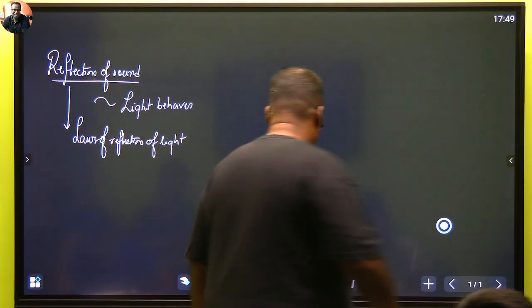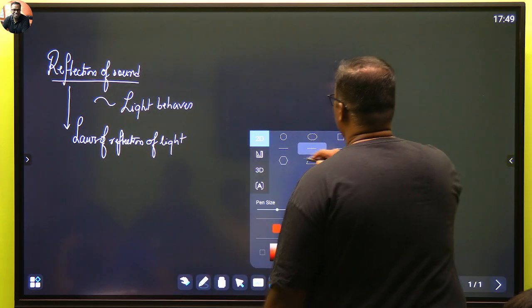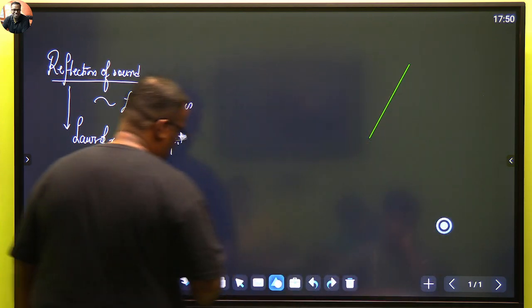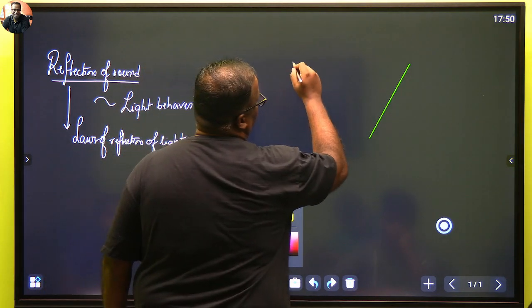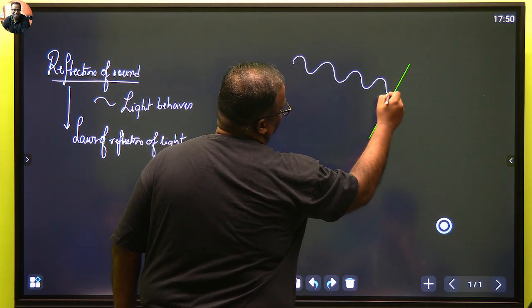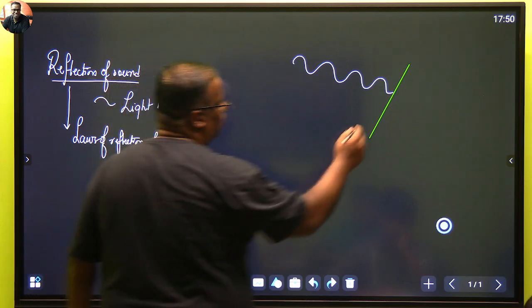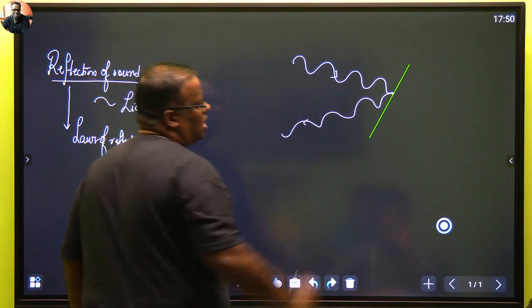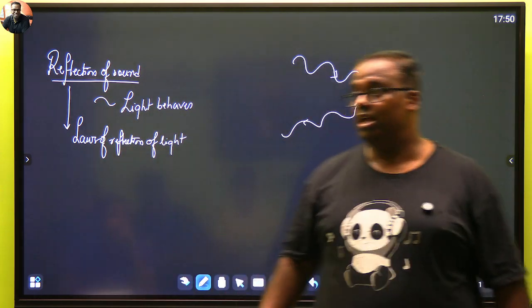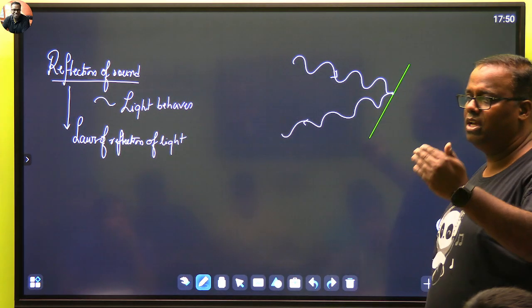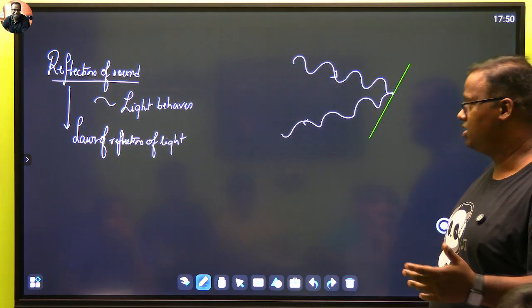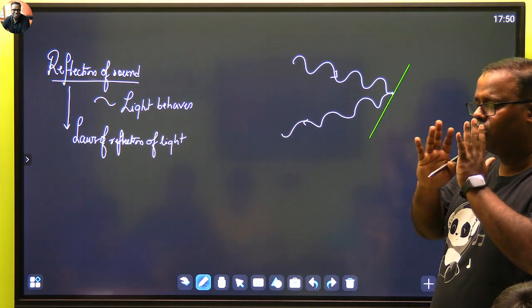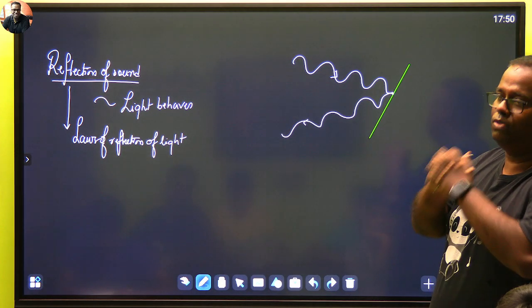So reflection means, suppose you have got some barrier, and you have a sound wave traveling in this direction. The sound wave hits here, and after hitting, the sound wave will reflect back. Just like a ball bounces away, the sound waves also reflect back. But we will study reflection a bit deeper, with 2-3 more parameters like echo and reverberation. This is called reflection of sound, and what you should remember is that it obeys the same laws of reflection of light.